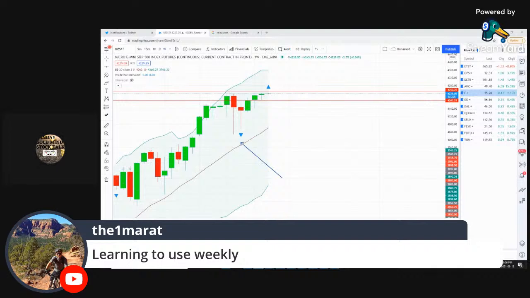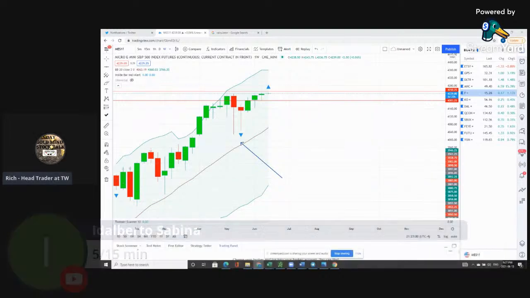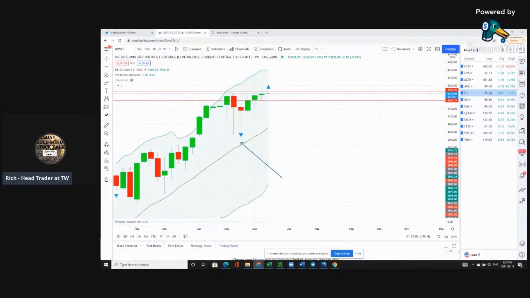What else do we have? Learning to use weekly. Yeah, 3 to 5 minute for SPY, that's perfect for day trading. 5, 15, yeah, perfect for day trading too. I don't like to go on anything lower than the 3 minute chart. If you go anything lower than the 3 minute chart, I find things like the inside bars won't really work that well because it's mostly going to be a lot of fake outs.